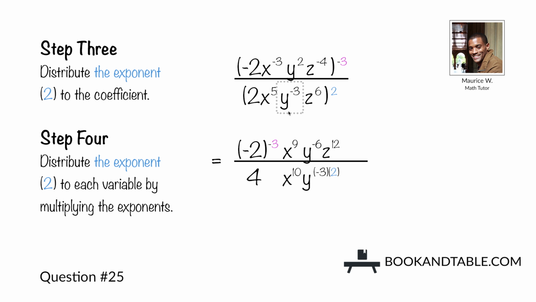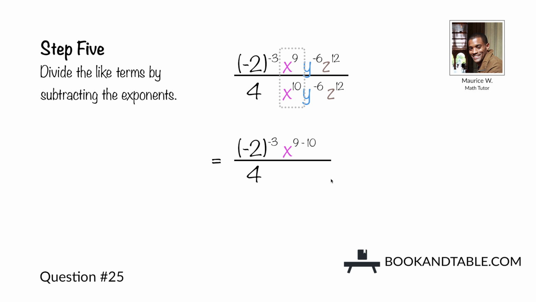We have y to the negative 3 to a power of 2, which is y to a power of negative 3 times 2, which is negative 6. And we have z to a power of 6 to a power of 2, which becomes z to a power of 6 times 2, which is 12. So this is what we wind up with after we distribute our initial exponents. Now we can go ahead and divide our like terms to simplify our x, y, and z.